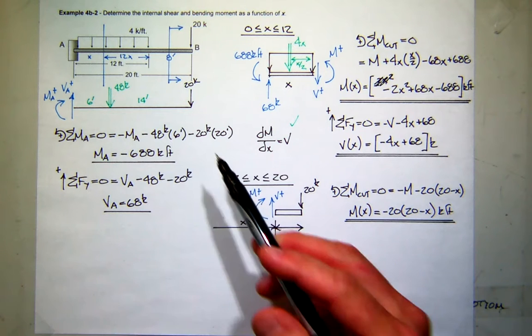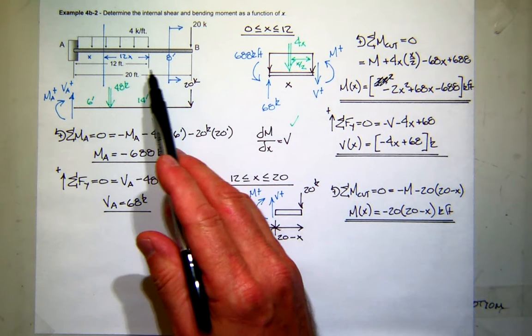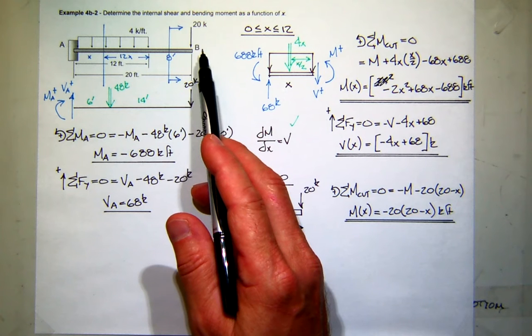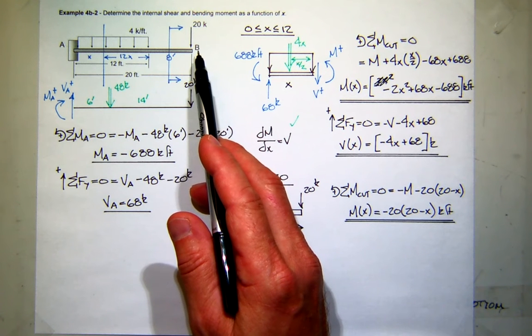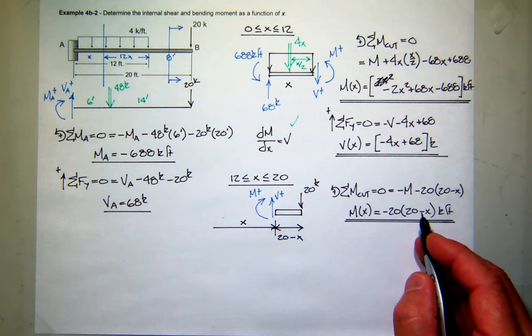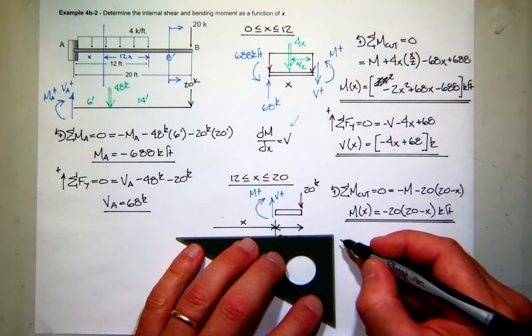Now I do know something about the moment between 12 and 20. What do I know? I know the moment at the free end. What's the moment at the free end? It should be 0. That's at x equal 20. When I put in x equal 20, what do I get? I get 0. So that seems to work.